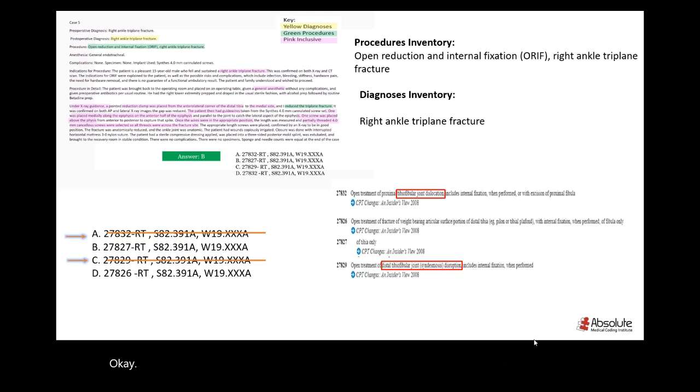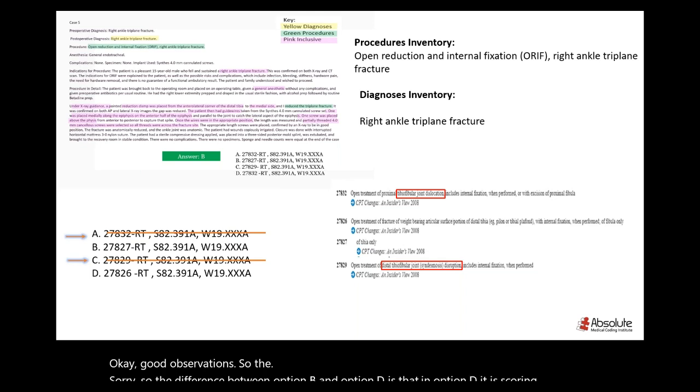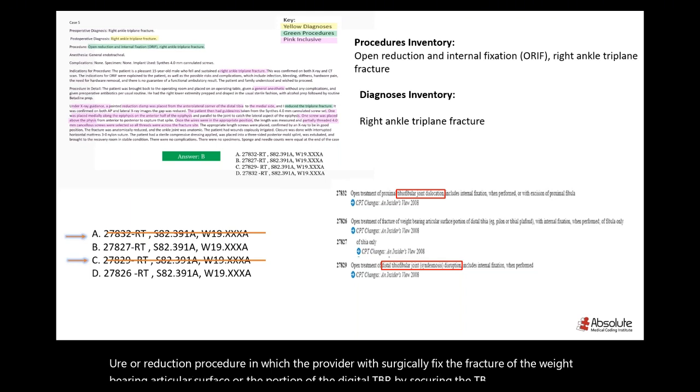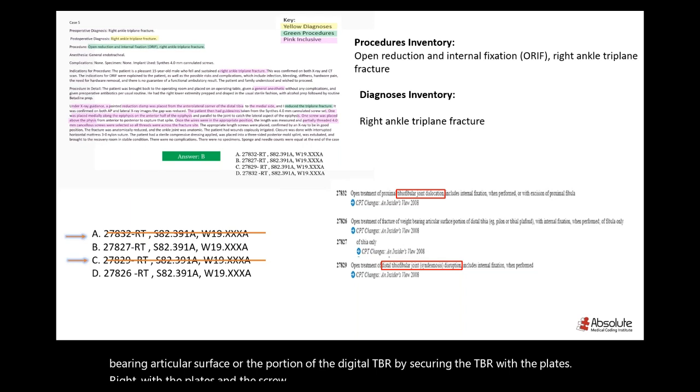Okay. Good observations. So the difference between option B and option D is that option D is coding for a reduction procedure in which the provider will surgically fix the fracture of the weight bearing articular surface or the portion of the distal tibia by securing the tibia with the plates and the screws. I'm sorry, with the fibula, with the plates and the screws.